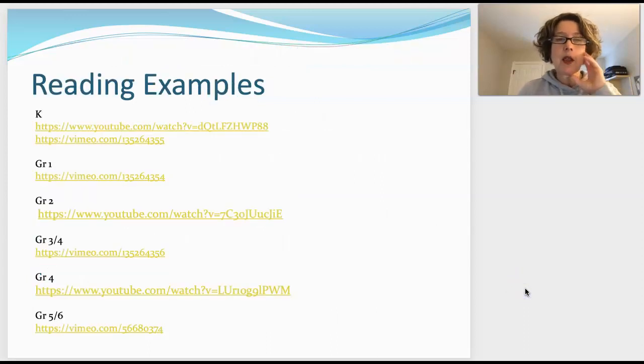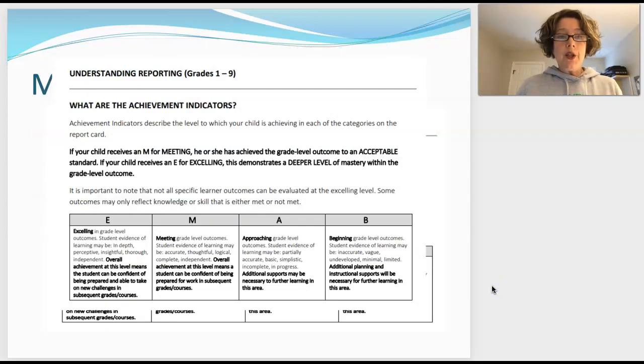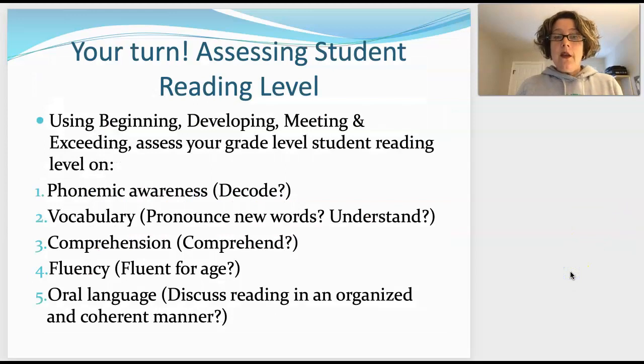So a lot of these are running records. It's a recording of teachers doing running records. And so look at what they're doing on their running record and think about where would you put this child if you were the teacher. Where would you put this child on this scale, on the EMAB scale? Are they meeting grade level outcomes? Are they approaching? Are they really not? Or are they excelling? Okay, so that's what I want.